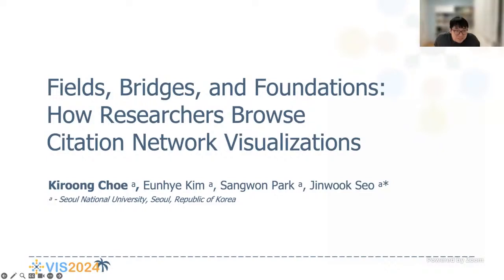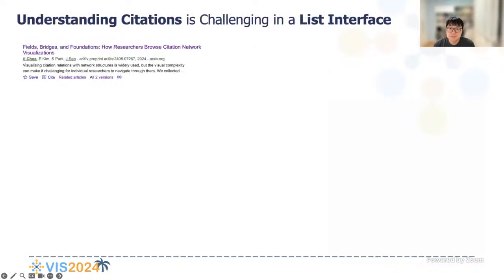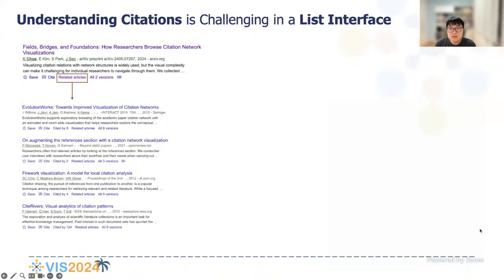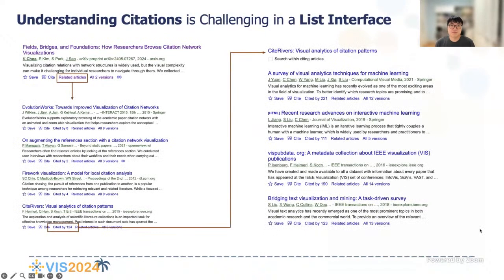Okay, thank you for the introduction. I'm Kiroong Choe from Seoul National University. I'll present my research on browsing citation networks. When searching for research papers, we often look at citations. Using list-based interfaces like Google Scholar, we click on links like related articles or cited by to view each fragment in separate lists. This method is suitable for viewing direct citations or references, but it is hard to understand more diverse or deeper relationships at the same time.